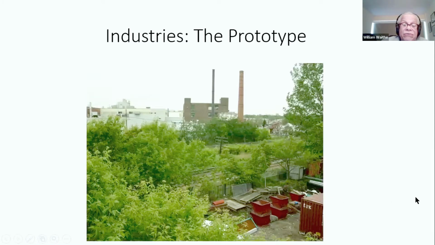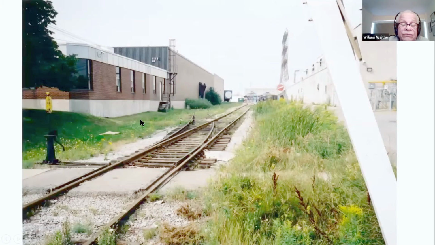So we'll have a look at the prototype. This, for example, was taken from a distance. And this is the paper manufacturing plant, which uses recycled paper. It's now Facel. And this is a typical view of industries that are being served by rail. Visits to this area are useful. It gives a good idea of the color of the foliage in the summer, the colors of the sidewalks, and the general appearance of the area.